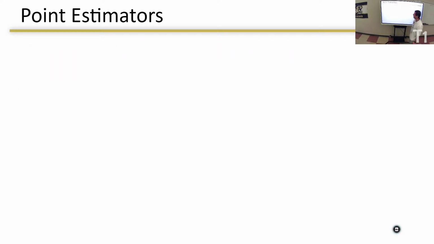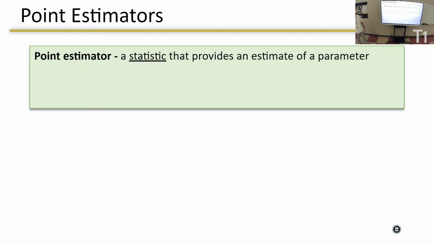Okay? All right. Point estimator. Here's the very first thing we're going to talk about. Point estimate. I've got to estimate from somewhere, right? I've got to start with something. So my point estimator is always going to be that statistic. Where we're going to start is whatever that statistic is. It's going to provide an estimate of that parameter.